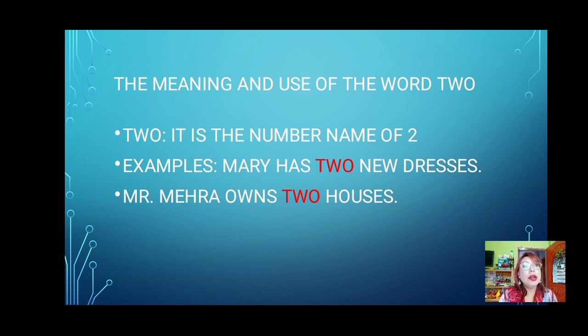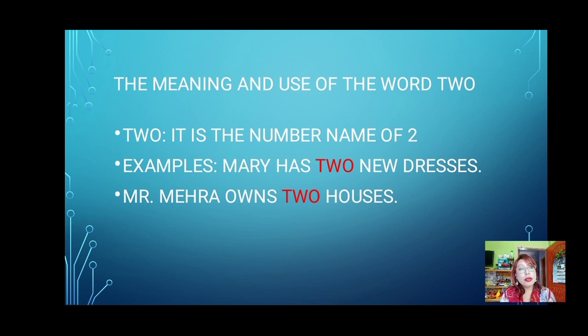It is the number name of 2, right? It is the number name of the numerical digit 2. Examples are: Mary has 2 new dresses. It shows the number, that is the quantity of dresses, which Mary has. Mr. Mehra owns 2 houses, right? So how many houses does Mr. Mehra have? He has 2 houses. So whenever you use the word "two", it shows number, it shows quantity.